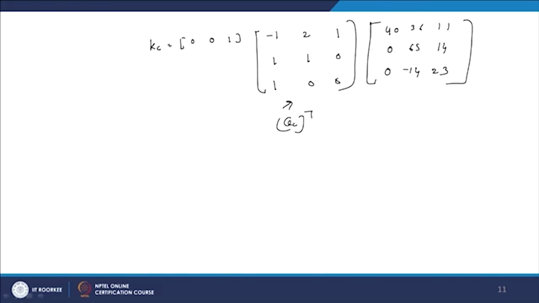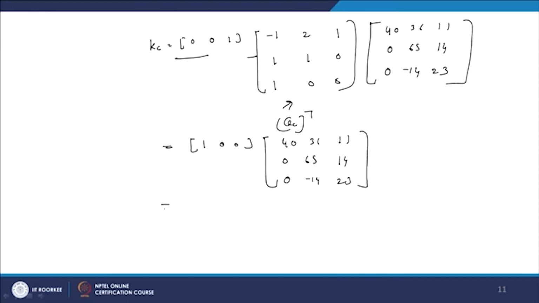Now, after solving these equations, particularly when we solve this with this, we will get 1 0 0, and here this will remain as it is, 40 36 11 0 14, and here 0 minus 14 23, and again cross multiplying we will get 40 36 and 11. So, now this is the controller Kc.